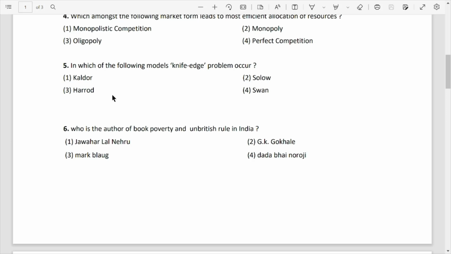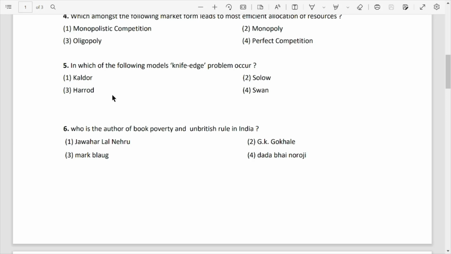Who is the author of the book Poverty and Un-British Rule in India? The options are Jawaharlal Nehru, G.K. Gokhale, Mark Blaug, and Dadabhai Naoroji. This book was written by Dadabhai Naoroji. So four is the correct option. Now, the next question is: under which article of the Constitution of India is the President empowered to appoint the Finance Commission?